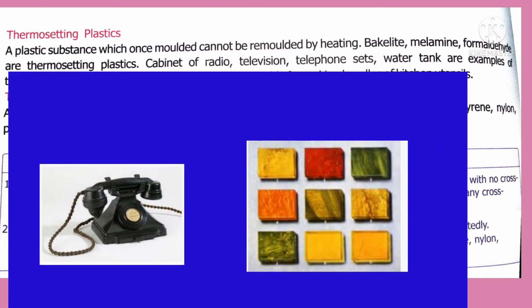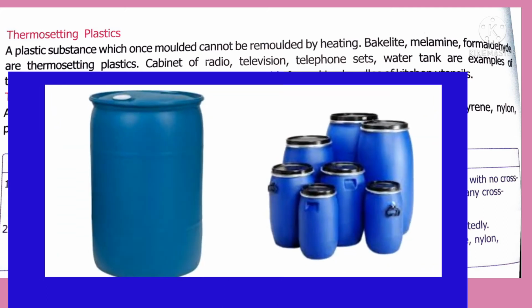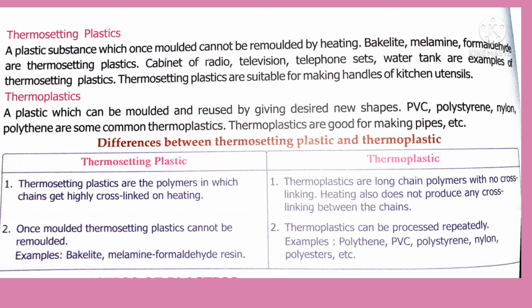Like a switchboard, telephone sets, these are made up of thermosetting plastic bakelite. These materials are made of melamine, which is thermosetting plastic. These water tanks are made of formaldehyde, which is thermosetting plastic. Handles of cookers and also many other utensils are made of thermosetting plastics because these plastics are bad conductors of heat. But thermoplastics can be remolded and can be reused.